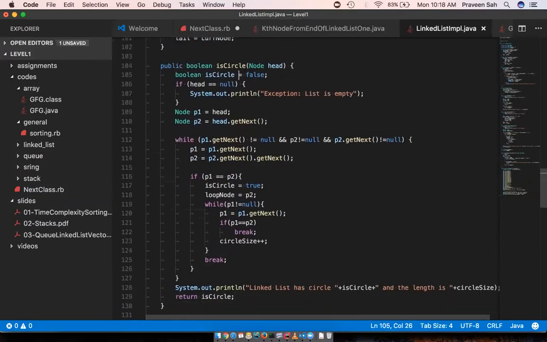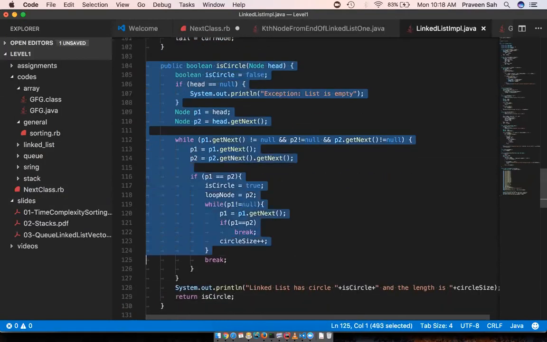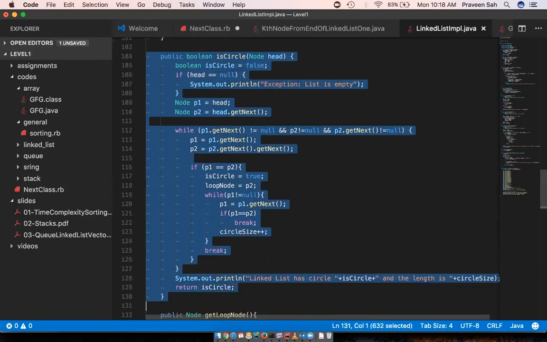This code, Boolean is circle, is just checking if the linked list is a circle or not. Simple. Or is it checking both? It contains circle or not? Santosh? It's checking circle as well and printing the size of the circle. Okay, both things doing. Let's go through this code first.